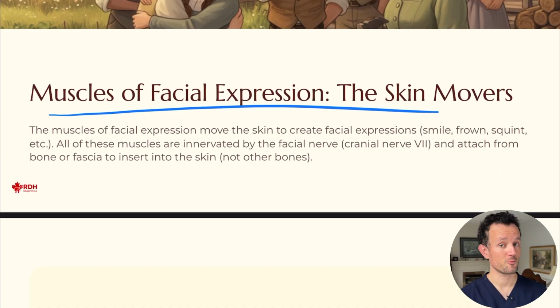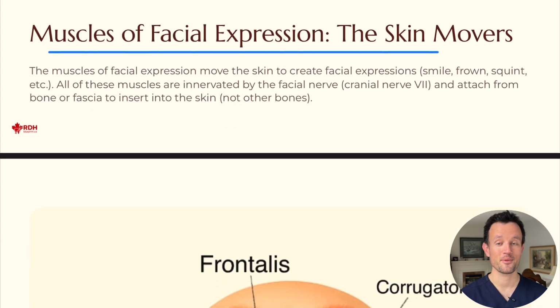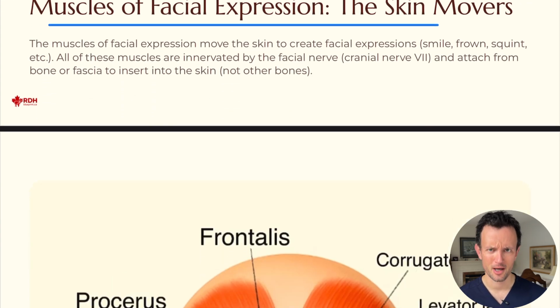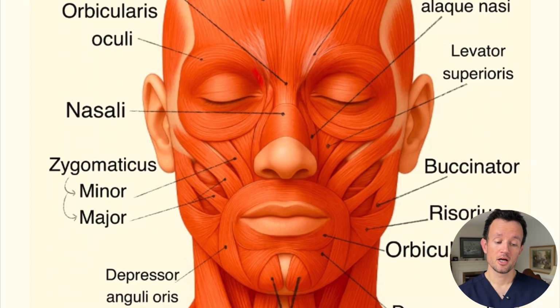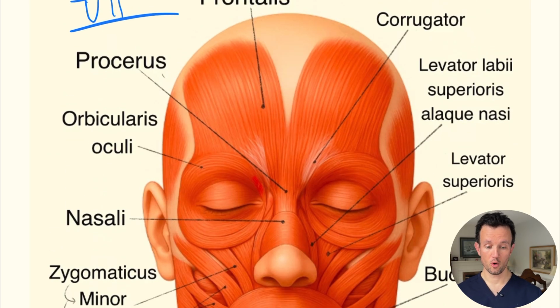Muscles of facial expression. Skin movers. This is what makes you smile, squint, put your eyebrows together, make a weird face. We have a lot of them. All cranial nerve 7. I would memorize all of these. I wouldn't bother memorizing origin and insertion, but you do need to know the cranial nerve is 7. I'm not going to memorize the arteries, but I would know which muscle can raise my forehead, make my eyebrows go up. That's going to be the frontalis muscle.